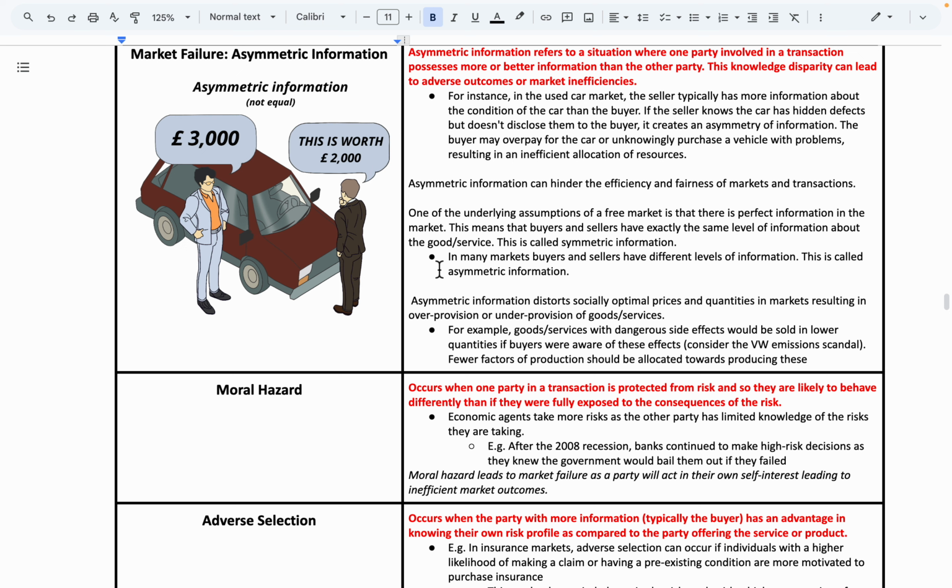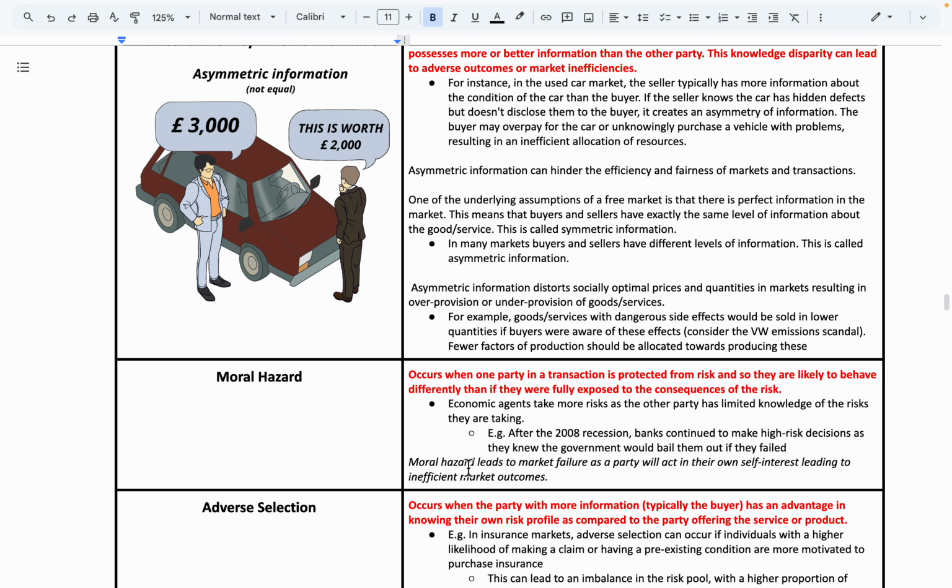If the seller knows the car has hidden defects but doesn't disclose them to the buyer, it creates an asymmetry of information. The buyer may overpay for the car or unknowingly purchase a vehicle with problems, resulting in an inefficient allocation of resources. So this is really bad. Yeah, it really distorts the socially optimal prices and quantities in markets, resulting in over-provision or under-provision of goods and services.